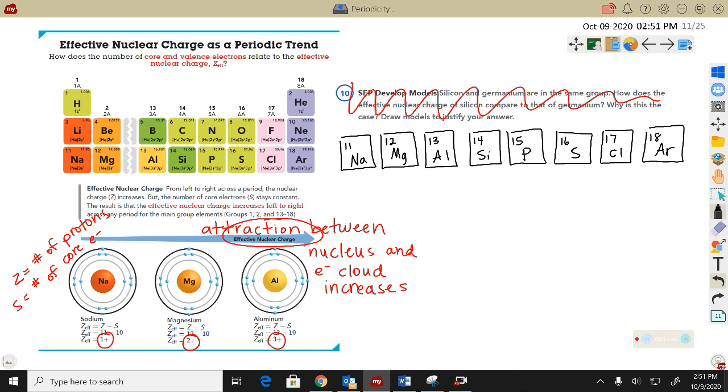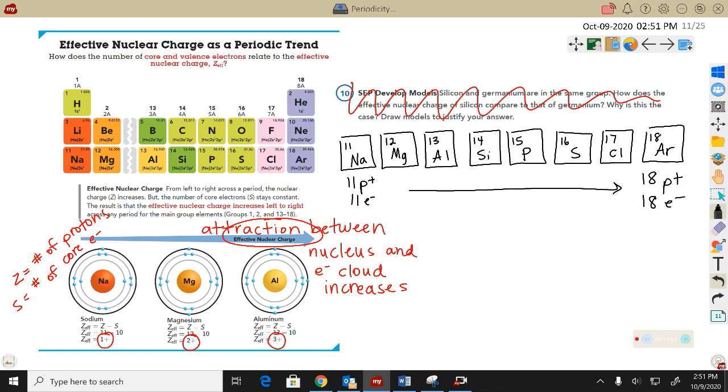Okay, so sodium, number 11. That means that sodium has 11 protons and 11 negative electrons. Each time you go across a row, you're adding another proton to the nucleus, and you're adding another electron to the electron cloud. So by the time I go all the way across to argon, there are 18 protons, and there are 18 electrons.